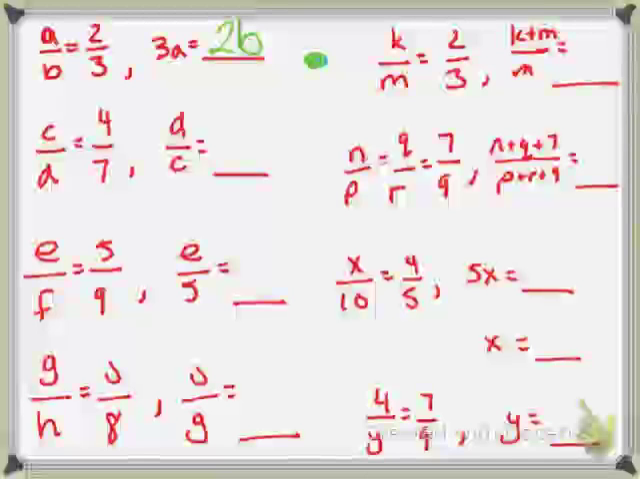Second one I'm reading down. So what does d over c equal? 7 over 4. What change was made there? We flipped. One side, flip the other side as well. What does e over 5 equal? F over 9. What are we doing there? Reading it sideways.